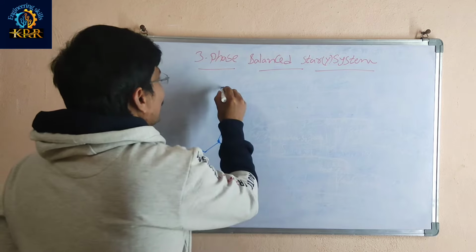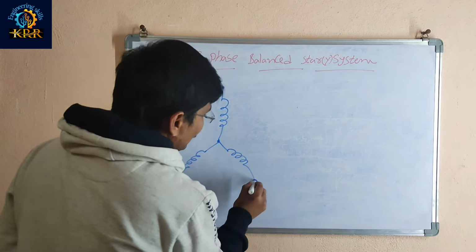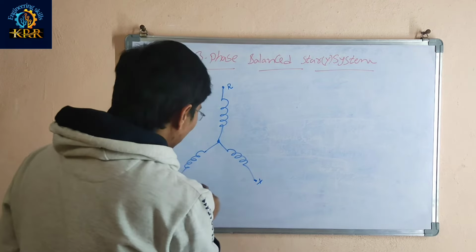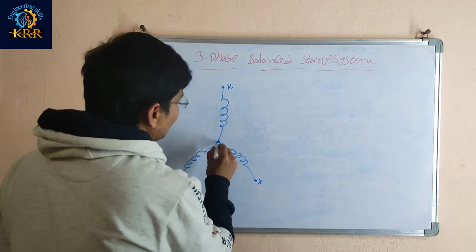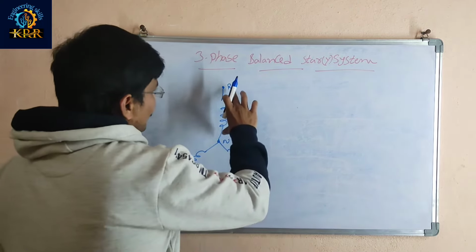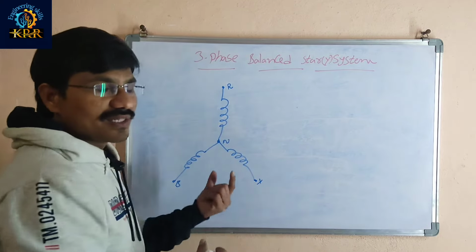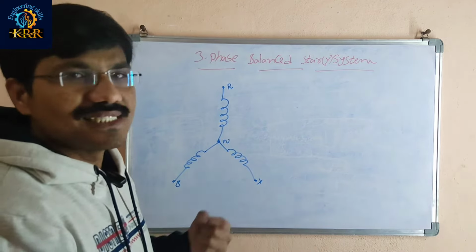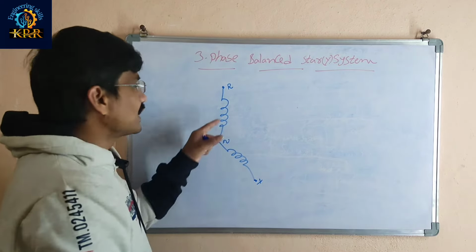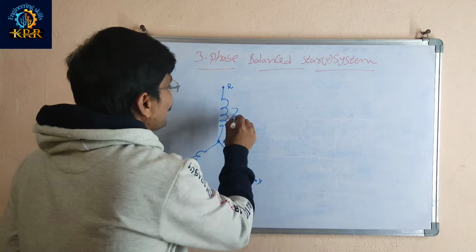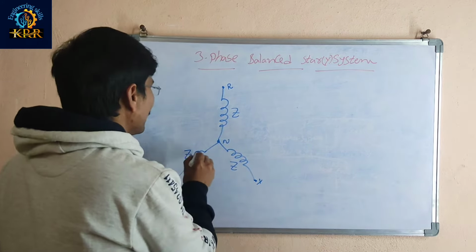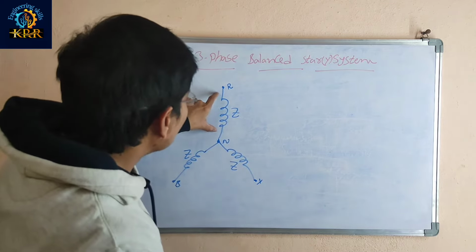This is the R phase. This is the Y phase. This is the B phase. This is the neutral. In DC circuits, resistance is available. Now in AC circuits, impedance is available. This is the impedance, this is the impedance, this is the impedance.